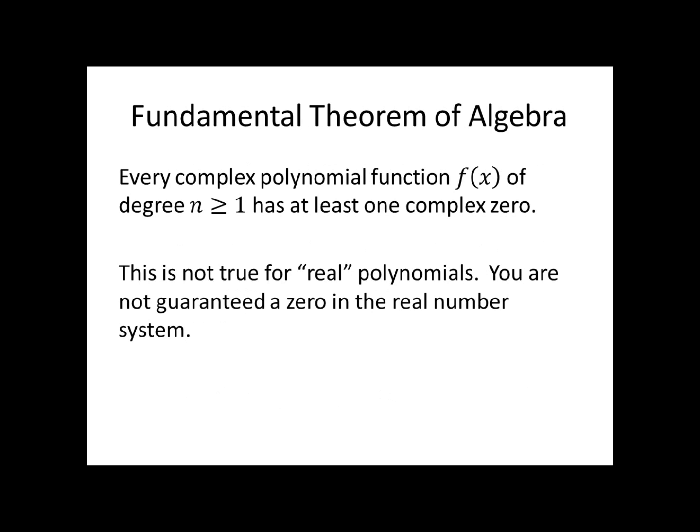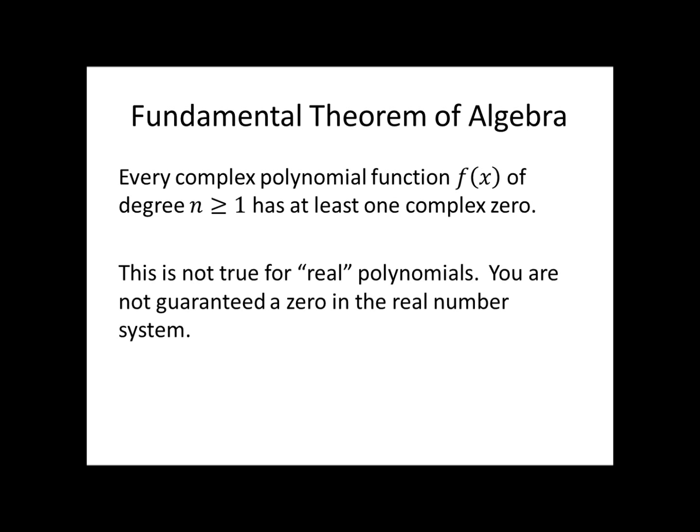Alright, now the fundamental theorem of algebra says that every complex polynomial function f of x of degree n greater than 1, that means that there's at least an x term, but probably an x squared, an x cubed, and so on and so forth, has at least one complex zero. Now that may not sound too shocking, too exciting, too big. Why is this the fundamental theorem of algebra?